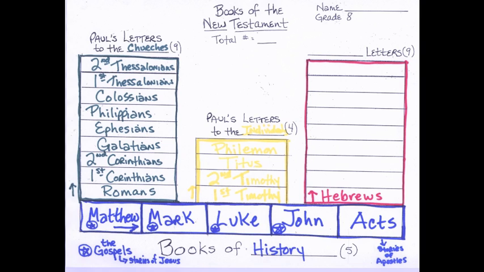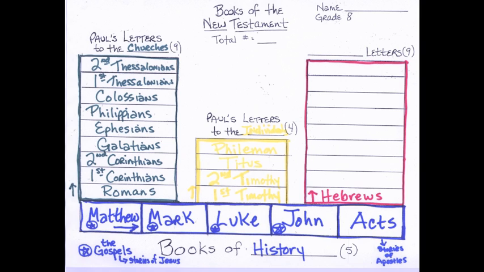You probably noticed at this point that on the chart I have different colors for each category, and that's to help us remember it better. Blue is for the books of history, and green is for the letters to the churches and letters to the individuals. Check the spelling, and check the order again, bottom up on each column.